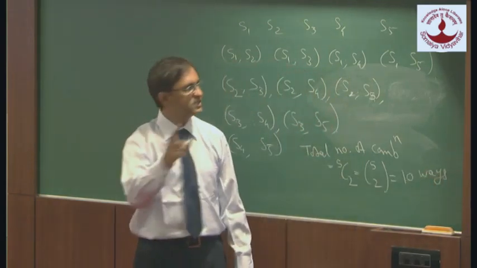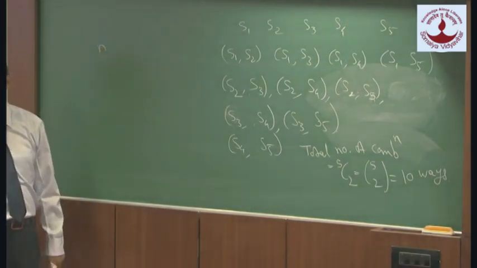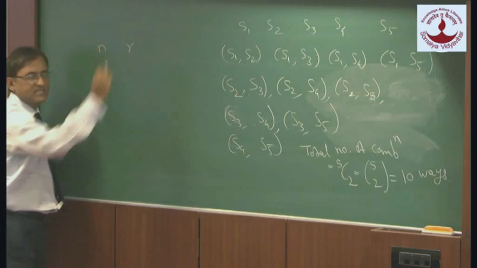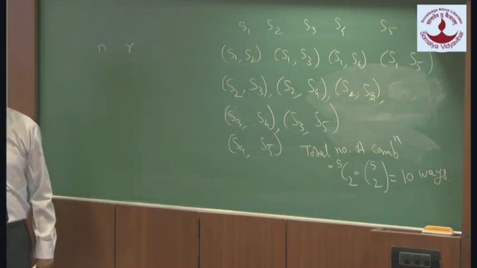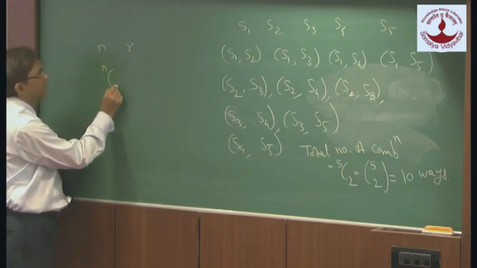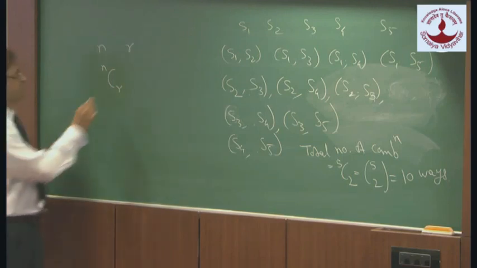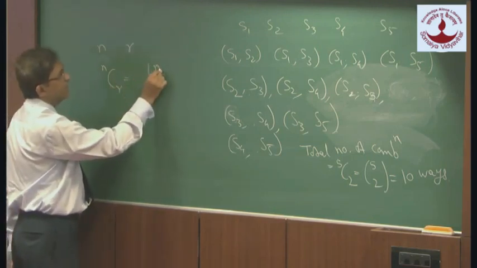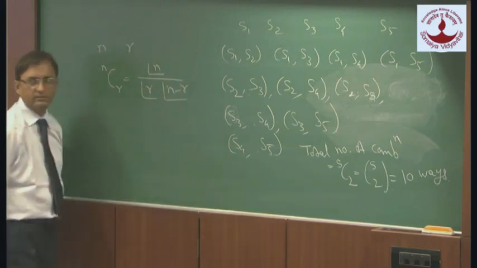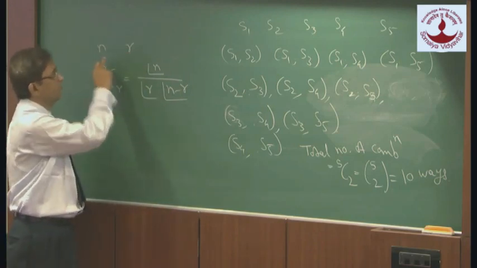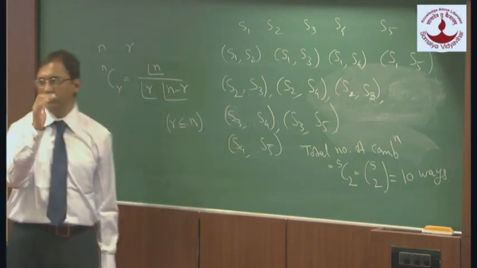Now in general, if you are given n different objects, and r objects can be selected from them, in which the order of selection is not important, it is denoted by nCr. The total number of combinations nCr is given by the formula n factorial divided by r factorial times n minus r factorial. Obviously we are selecting r from n, therefore the condition is that r must be less than or equal to n. So this is about the combination.